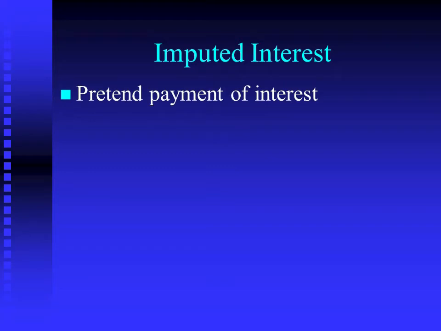So how does imputed interest differ from original issue discount? Well, remember, there's a pretend payment of the interest. It's always income to the lender, but you're never going to get the money. Under the original issue discount, you created an asset called "you owe me interest income," and eventually you got the cash. That's not going to happen here.